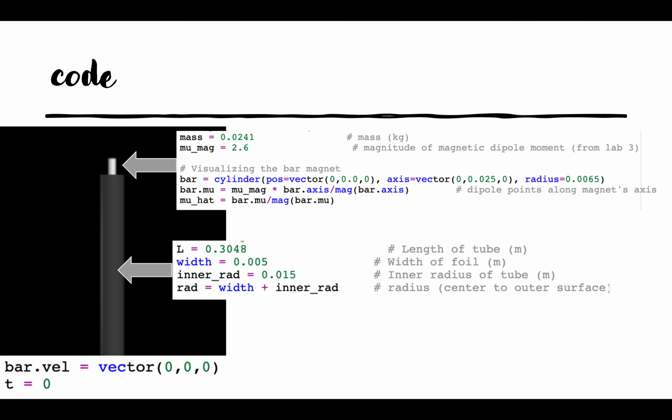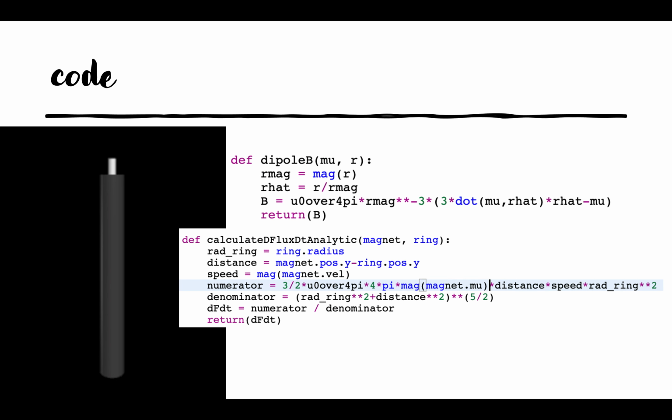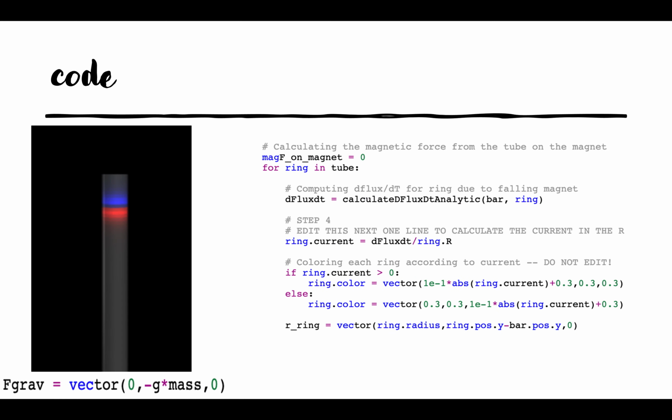Looking at my code, I start by defining my stationary bar magnet with the mass of the magnet I used in my experiment and my mu value from Lab 3, as well as my roll of foil with the measurements from the previous slide. Other parts of the code split the tube into rings, which we will perform our calculations on. I will then define functions for the magnetic field of a dipole and d flux dt based on the previously stated equations. We then call the d flux dt function to then determine the current using Ohm's law.